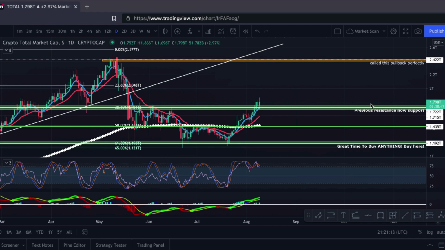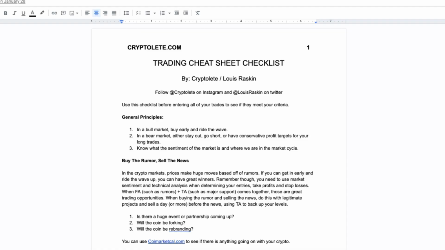But here we go. CryptoElite trading cheat sheet checklist. So let me bring this up. And this is going to be really, really good. If you are new or interested in trading, this right here is something that's in my course. I'll go over it for you in this live stream because it's super important, especially because we have a lot of new people that just joined my Discord and everything like that.